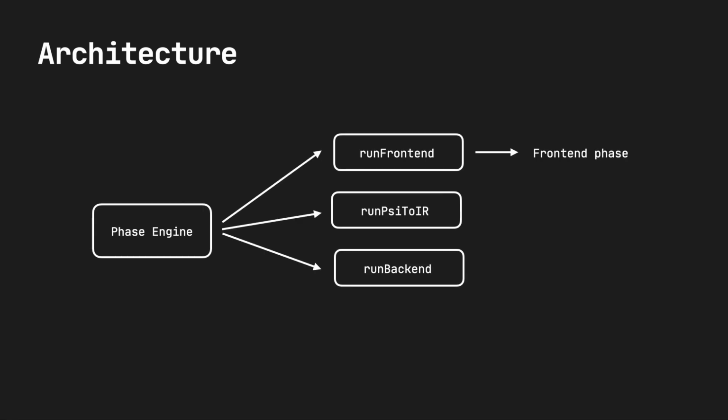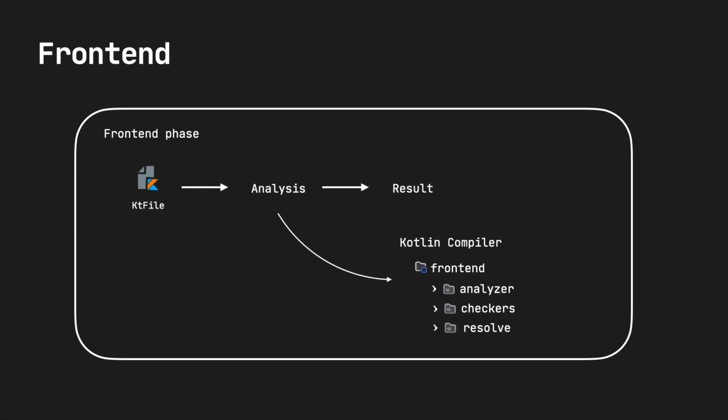So let's look first at a front end phase, what it does and how it looks. The front end phase hooks into the front end of the compiler. It takes your K2 file, which is your source, and feeds it to the front end of the compiler, does some analysis on that, and gives you back a result. When it's doing analysis, it's using the APIs provided in the front end module. If you look closely at that analyzer module right there, that's what it taps into to do the initial analysis on your source code.